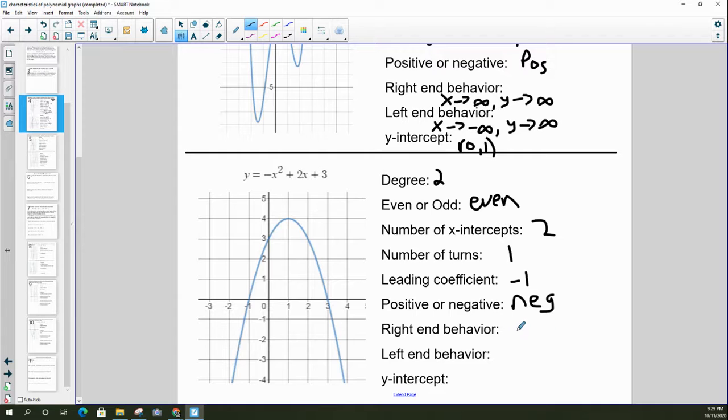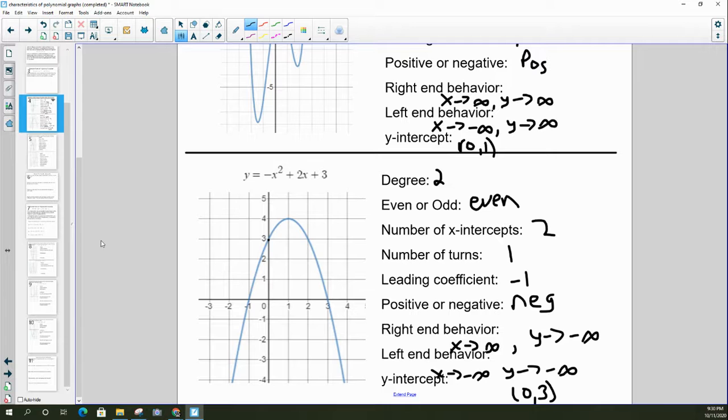I'm just going to write the y part for the sake of time. y is going towards negative infinity for the right, and for the left. Well, let's just write it all out. As x approaches positive infinity, so that's the right end behavior, y is going down. And again, as x approaches negative infinity, so the left end behavior, y is also going down. And here the y-intercept is 3. So the point (0, 3).